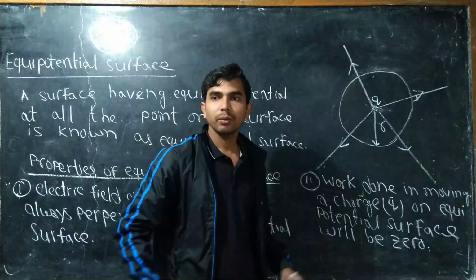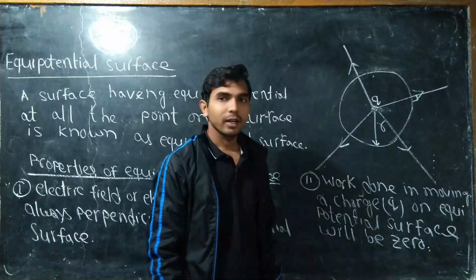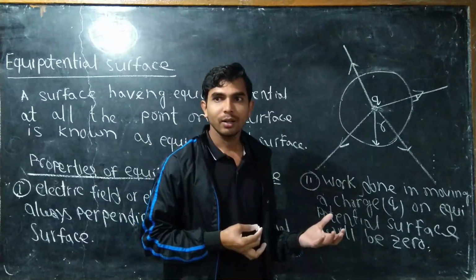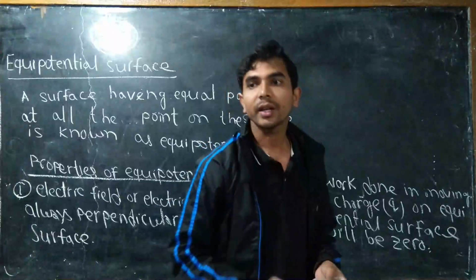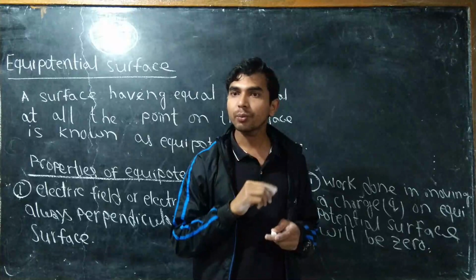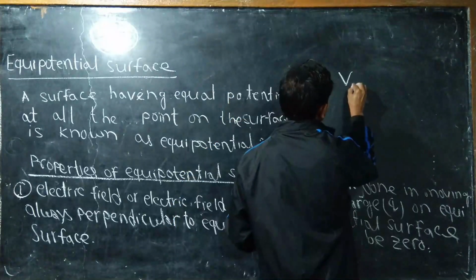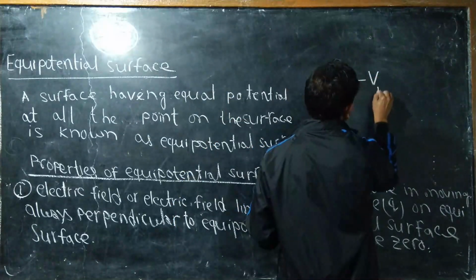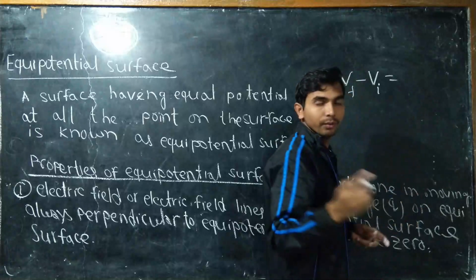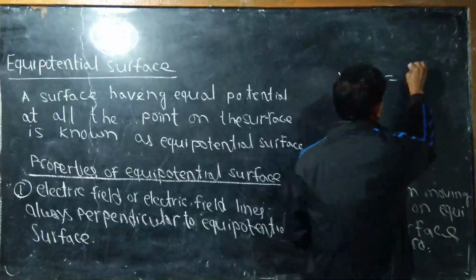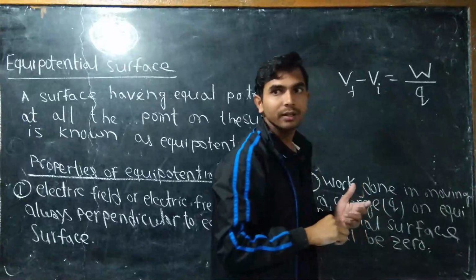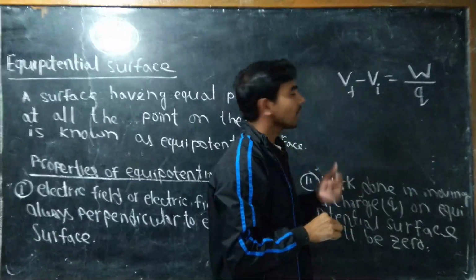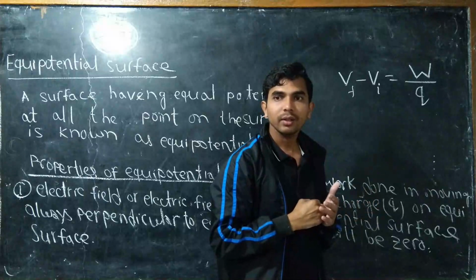Why is this becoming 0? Again, you are not going to believe me, so I have to show you something. In the last class I gave you one formula. What was that formula? V final minus V initial is the work done by Q. W is your work done. Right now we are talking about an equipotential surface.